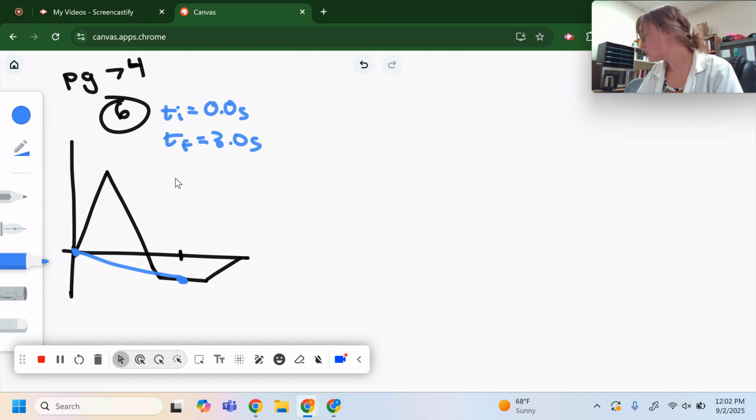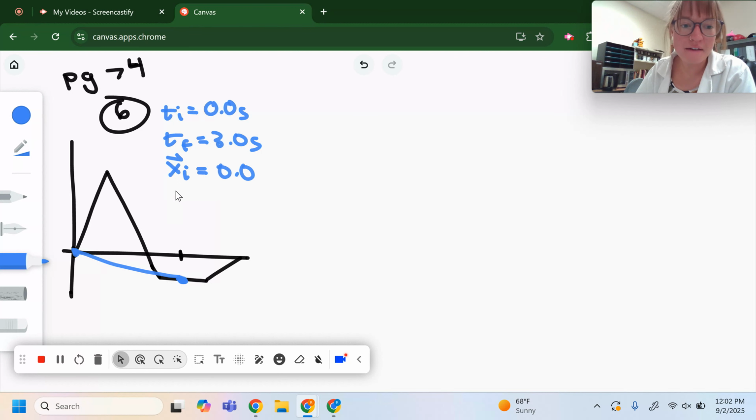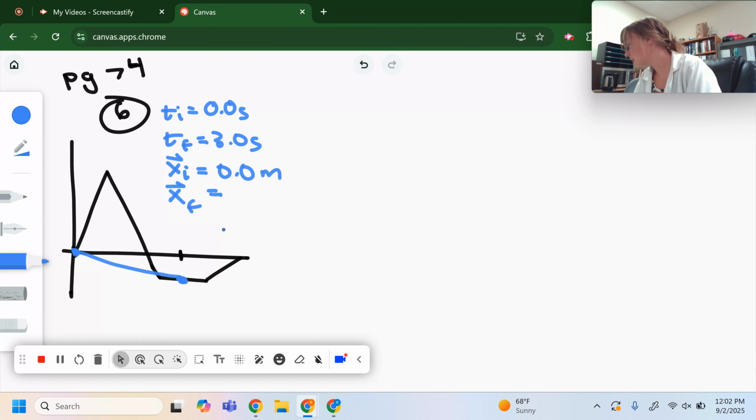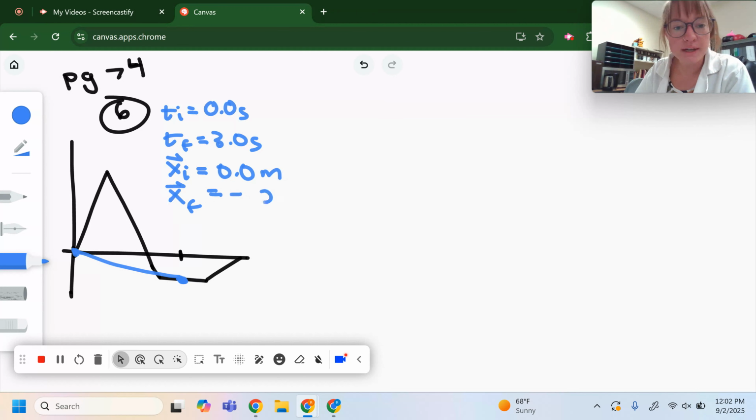My initial position is going to make it so easy here. My initial position is equal to 0 meters. Hard to have a direction on 0, so if you just label it as 0, that's totally fine. My final position here is going to be, from my graph, it appears negative 2.0 meters. And I am looking for my average velocity between those 2 points.